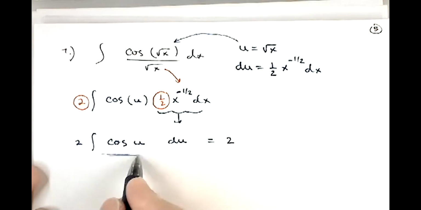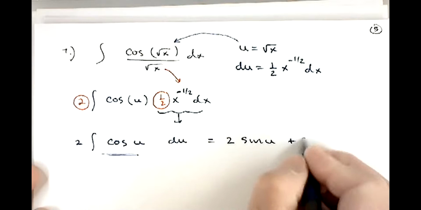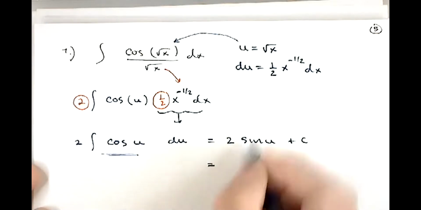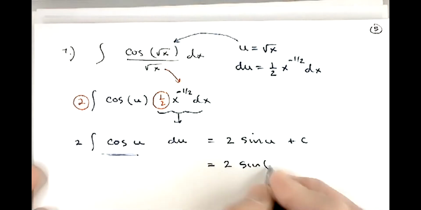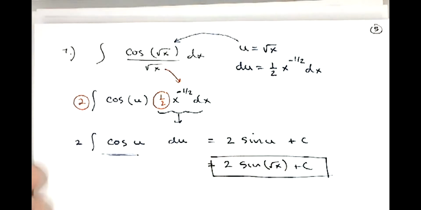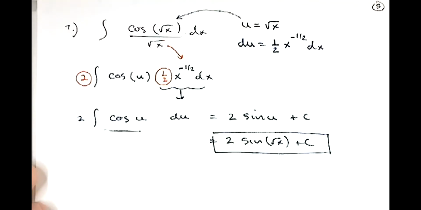Your antiderivative of cosine of u is sine of u. And then my u was root x. Done. Questions on any?